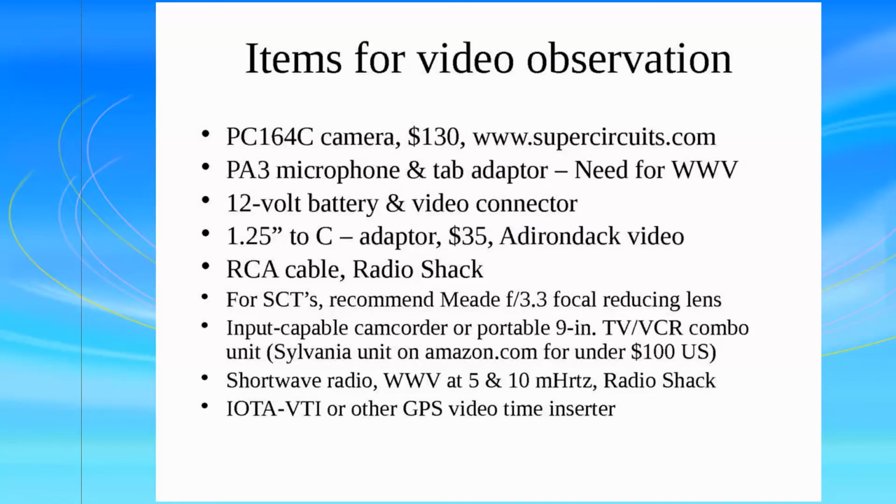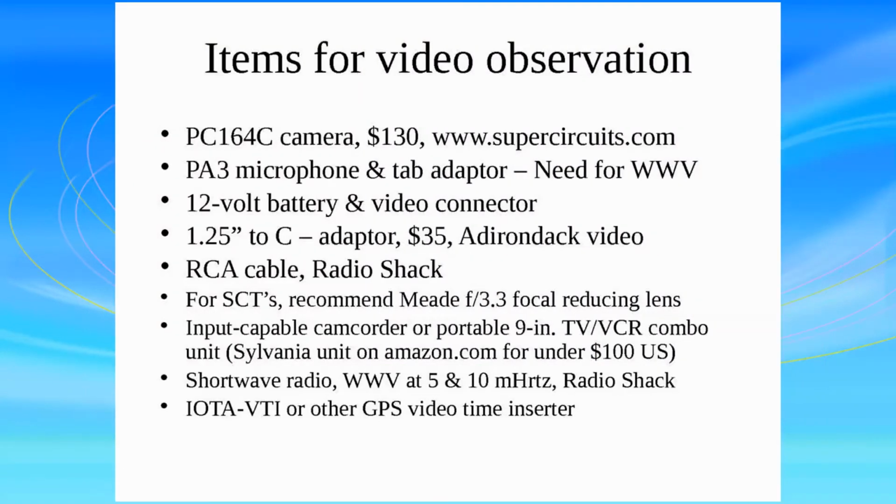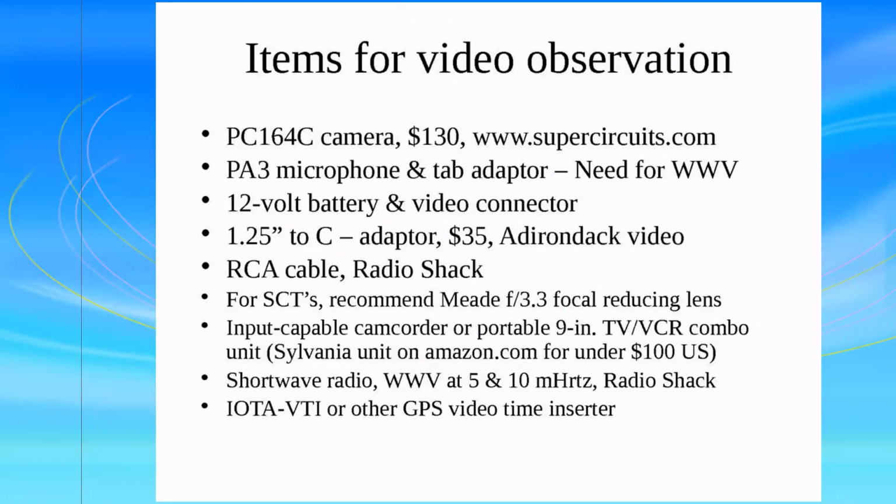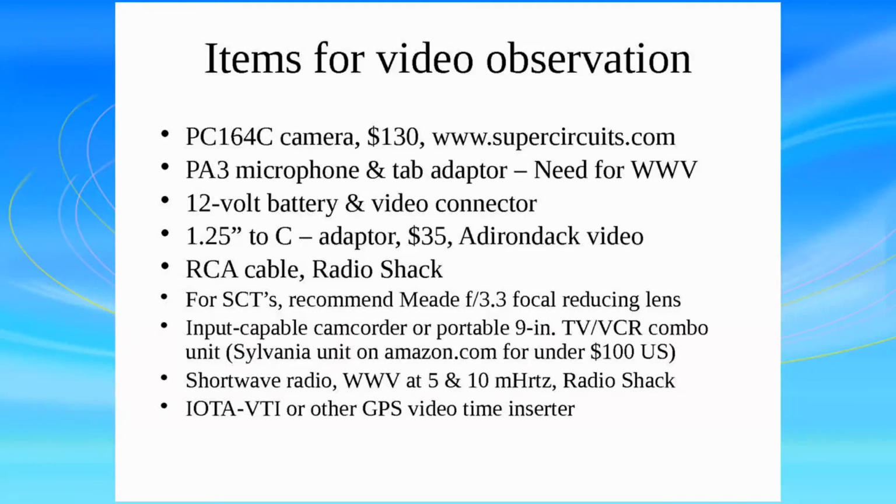Anyway, if you're using a Schmidt-Cassegrain telescope, we recommend the Meade f/3.3 focal reducing lens, which fits both Meade and Celestron. It doesn't work for some Celestrons, but it does for most of them. And that gives you a wider field of view. And an input-capable camcorder or portable 9-inch TV-VCR combination. Those used to be pretty cheap, but they stopped manufacturing those several years ago.